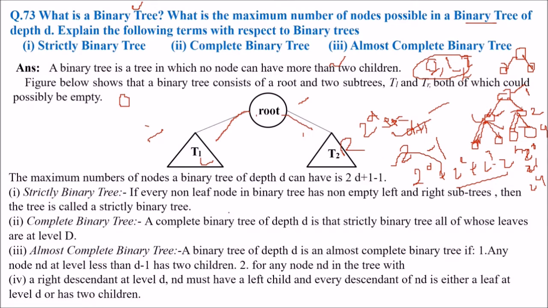A complete binary tree of depth D is a strictly binary tree, all of whose leaves are at the same level, like this. All of the leaves are at the same level D.